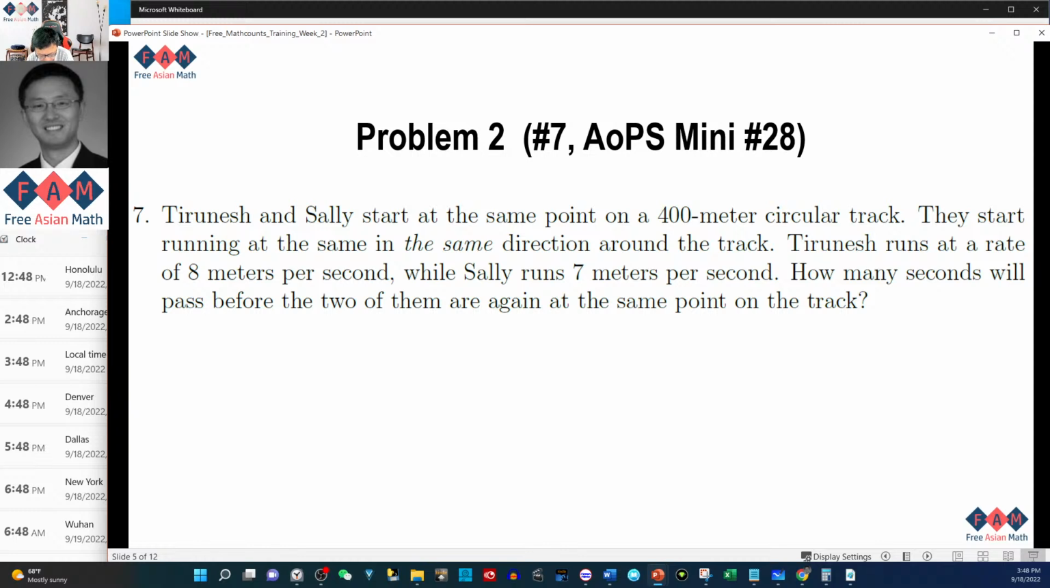Tirunesh and Sally start at the same point on a 400-meter circular track. So we all know what a track field is, but it's quite rare to have a circular track, right? Usually it's not fully circular, but let's just assume that's the case. So they start running at the same point, in the same direction around the track. If you have worked on word problems, this is kind of a typical setup.